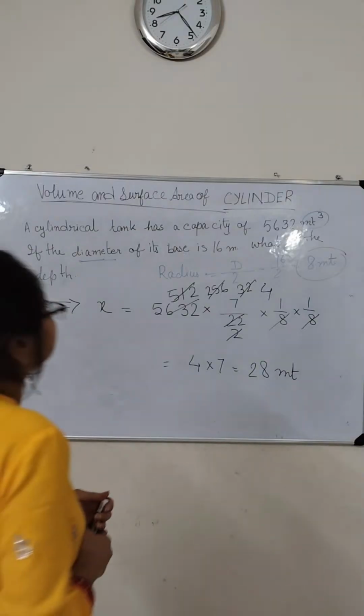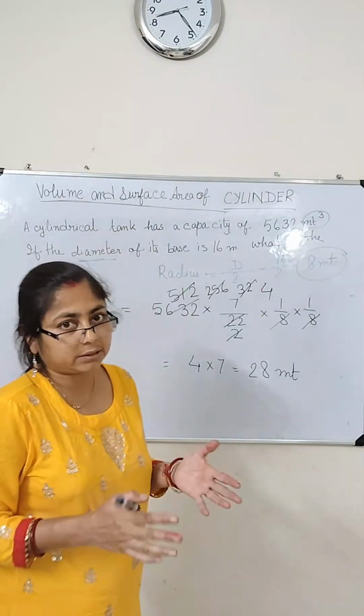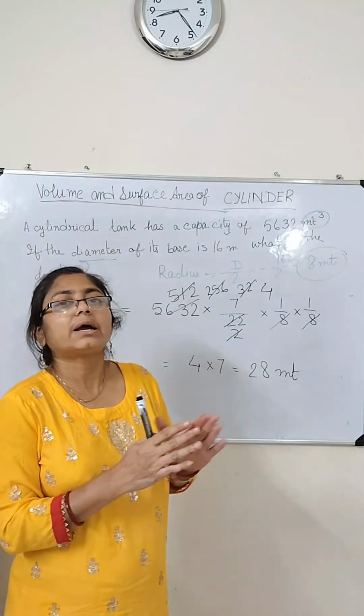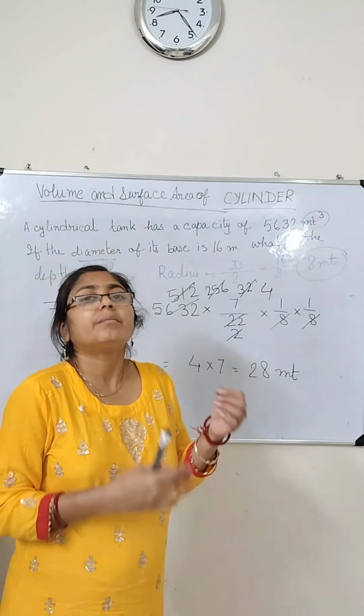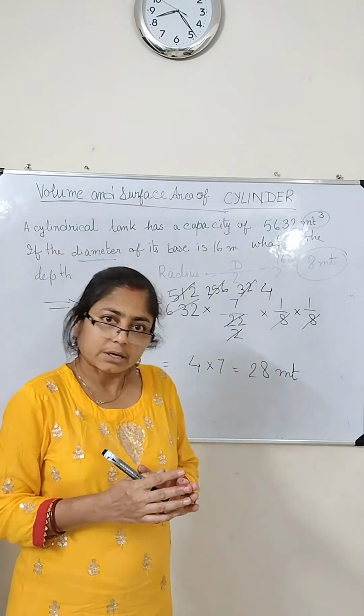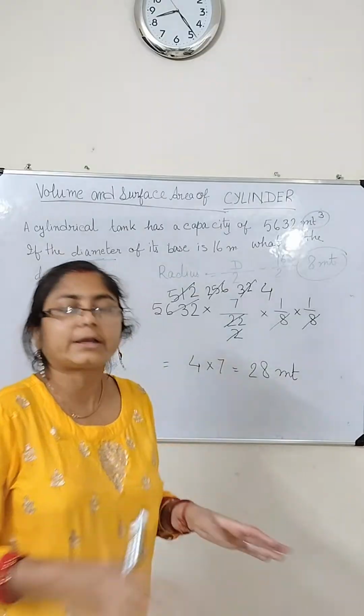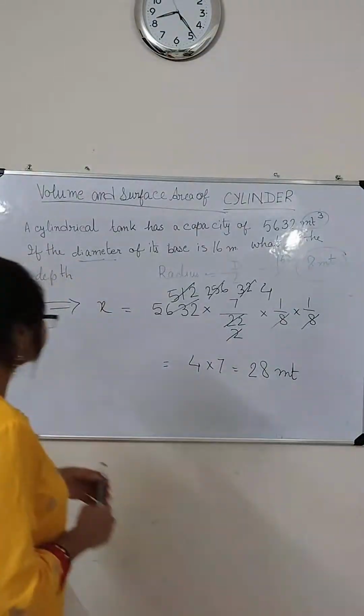Volume and surface area, it starts from class 8, 9 and 10. All the classes have the same thing, but the values are a little tough. It starts from here, 8, 9, 10. Every class has the same thing.